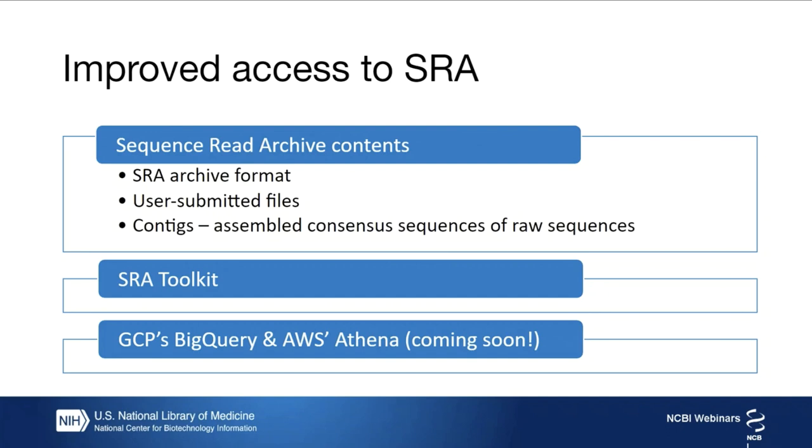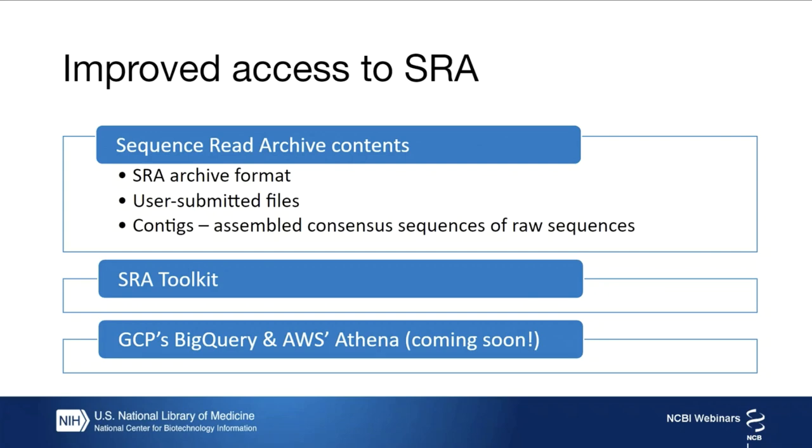Now, in order to access all of this data, we've updated our API, which is the SRA Toolkit, to work in the cloud as well. So instead of downloading data from Bethesda, you will be accessing the data in our cloud buckets if you're working in the cloud. So this will speed up file access.